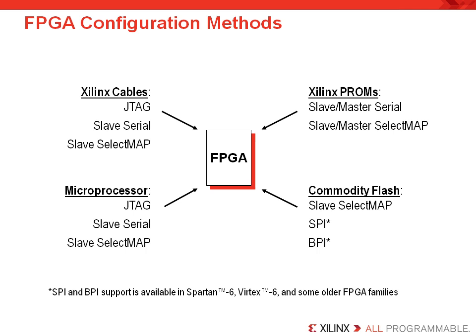Some new configuration options have just become available to Xilinx users. The Serial Peripheral Interface, or SPI, and the Byte-Wide Peripheral Interface, or BPI, configuration schemes allow users to purchase off-the-shelf commodity flash components. The flash memory can then be used to store the configuration bitstream and for the user's application memory if the user is building an embedded system that would include some software.